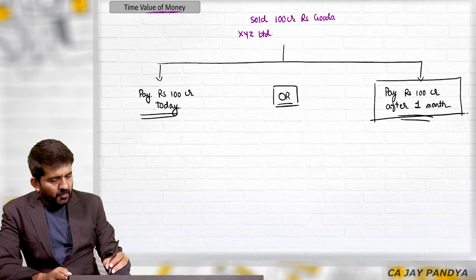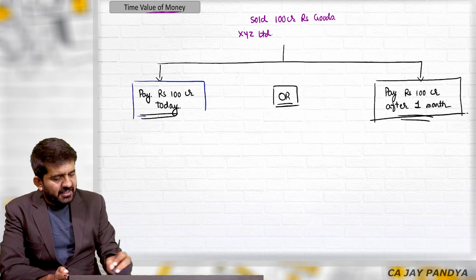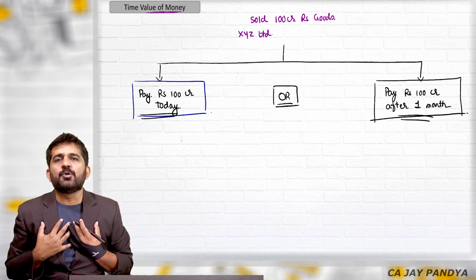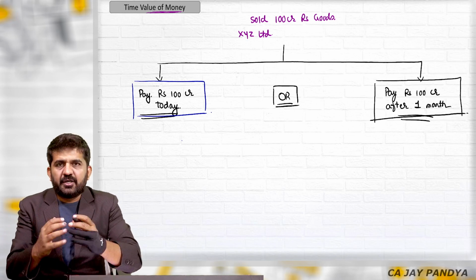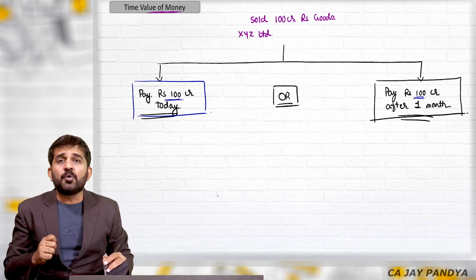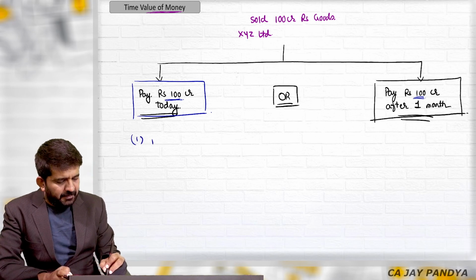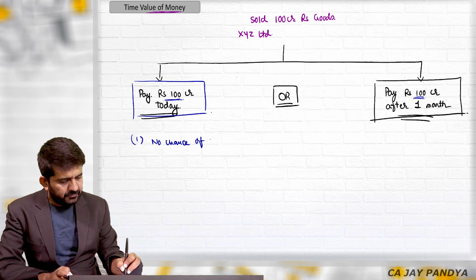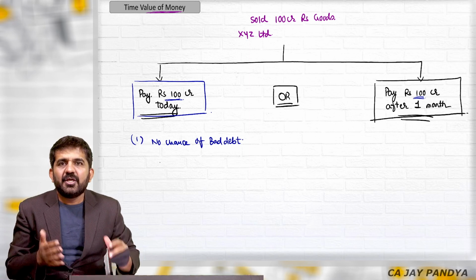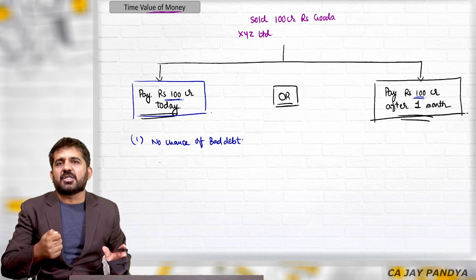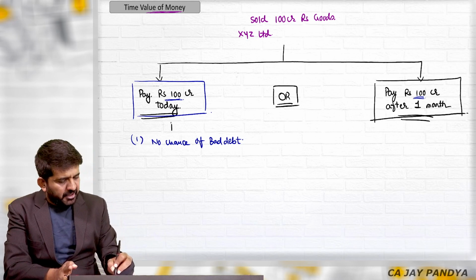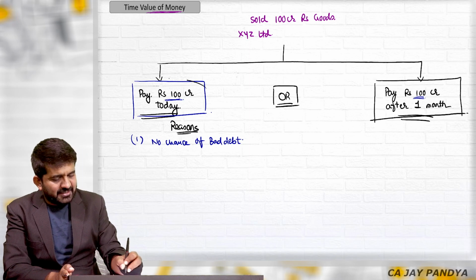Let me give you an idea why today is the best option. Please understand, we are in the class of finance, but still try to understand, if there are two options, receiving 100 today or receiving 100 after 1 month, if you receive it today, there will be no chance of bad debt. This is one of the most important reasons. If you give a credit period of 1 month, there might be a chance of bad debt. But if you don't give any credit period, there will be no chance of bad debt. So we are talking about the reasons why you should always select today.